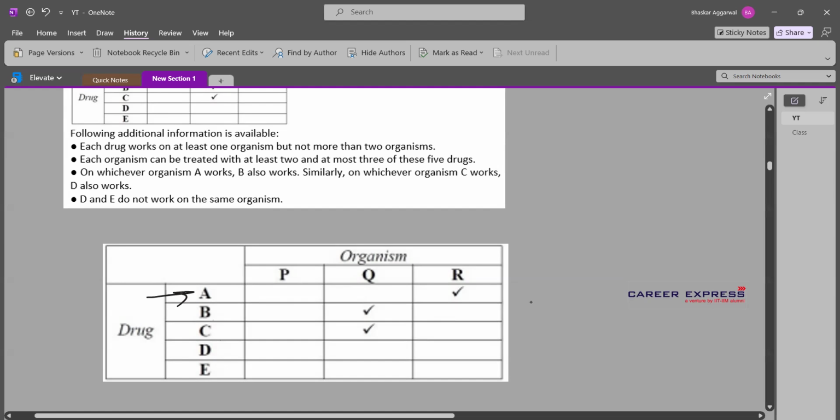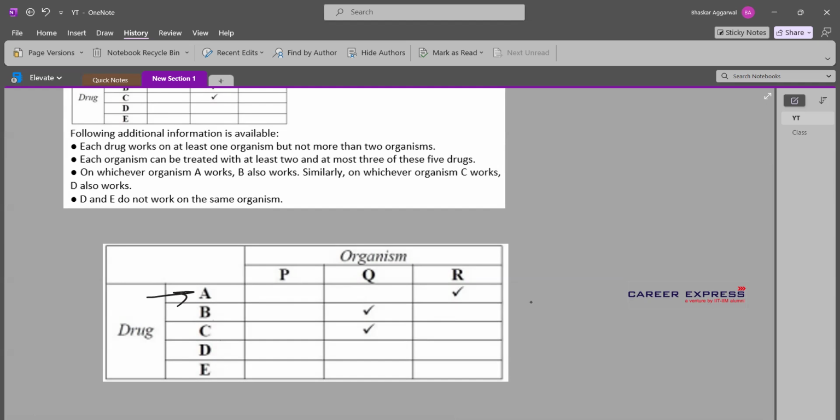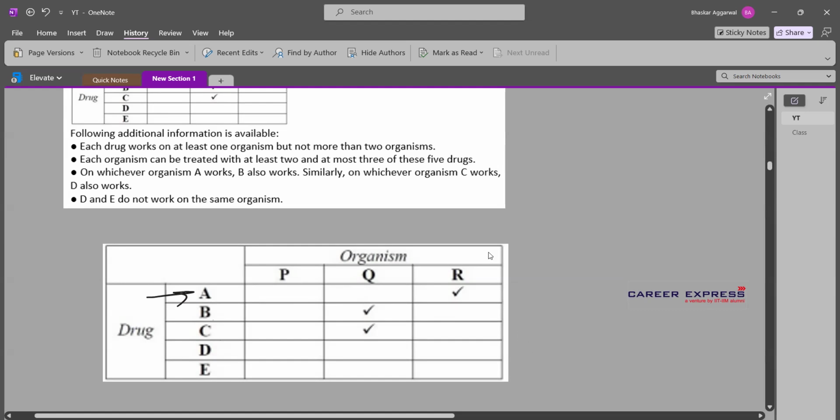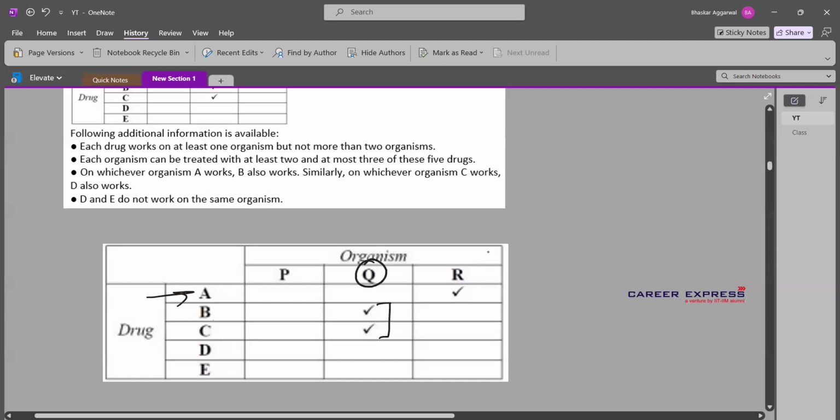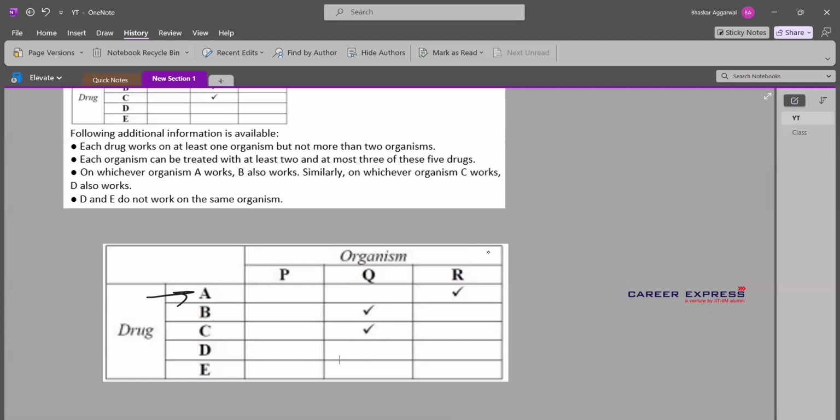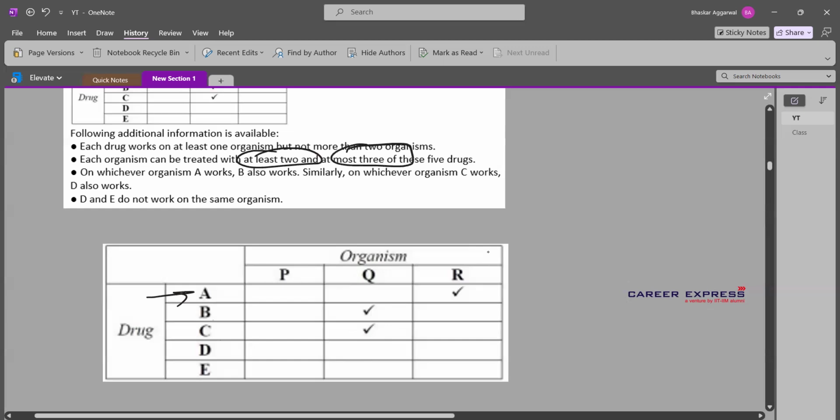Second line, each organism can be treated with at least 2 and at most 3 of these 5 drugs. So each organism will be treated by at least 2. So for example, Q is treated by B and C. That means Q can be treated by only one of the other 3 more, or it could be none of the other 3 also, because minimum it should be 2 and maximum it should be 3. So there may be one more tick, or there may be all 3 crosses. So in one column, there could be 2 or 3 ticks. In one row, there could be 1 or 2 ticks, right? So that is the basic idea.